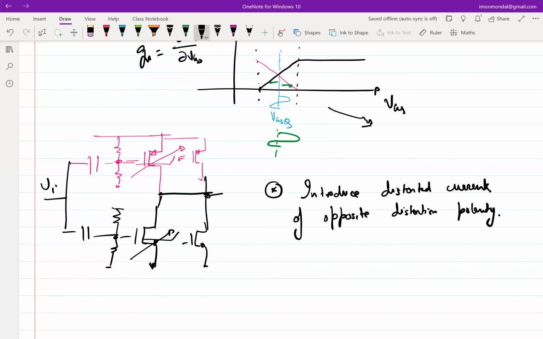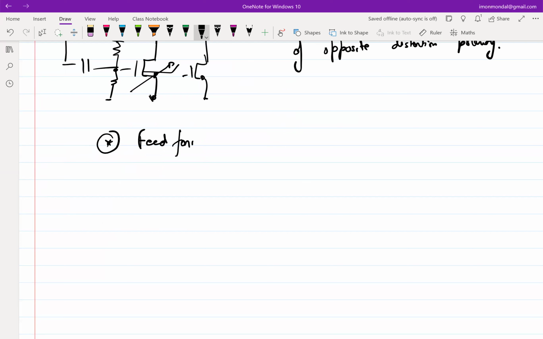Another way of mitigating this is called a feed forward way. So if feedback doesn't work, maybe do something else. Let's call it feed forward.